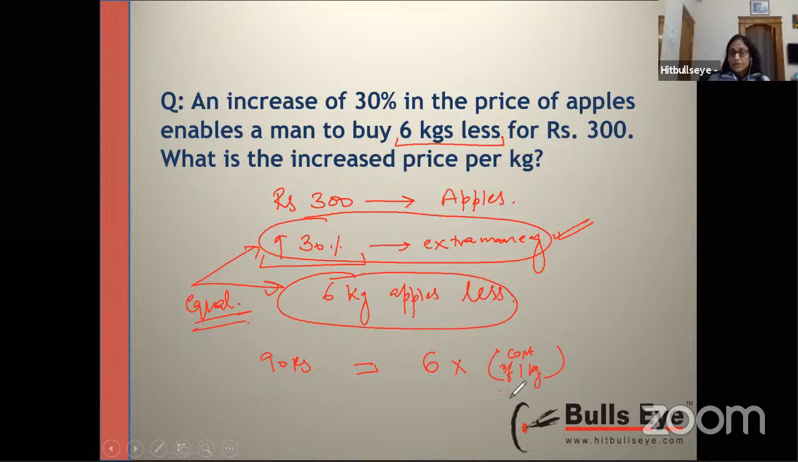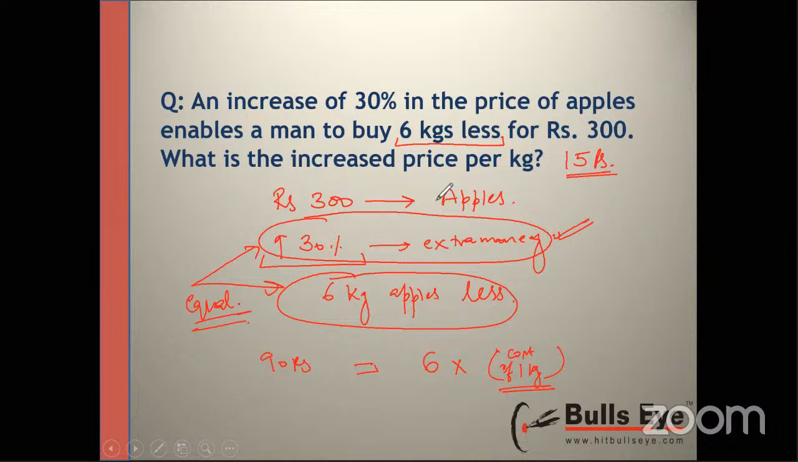So this is your answer. What is cost of 1 kilogram of apple? 90 divided by 6. What is that answer? 15 rupees. So the answer comes out to be 15 rupees. Is it clear, everyone? So you just visualized the way the question would have worked for you in real life.